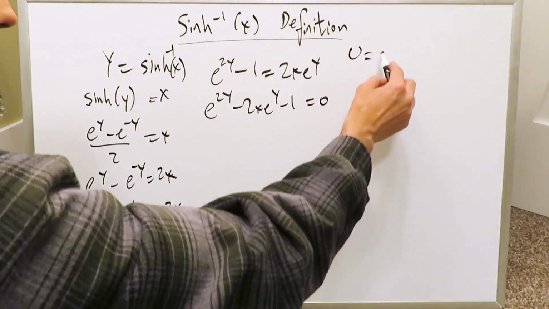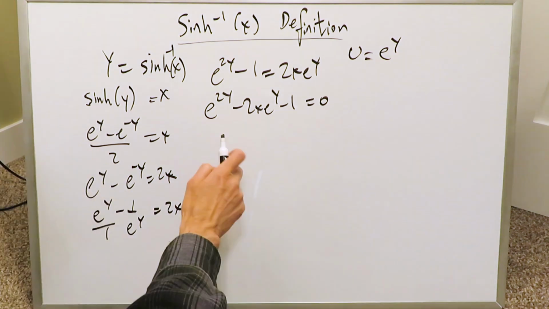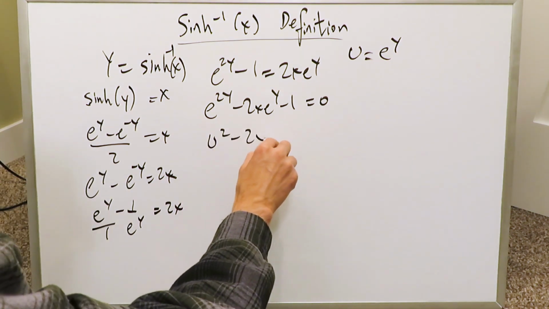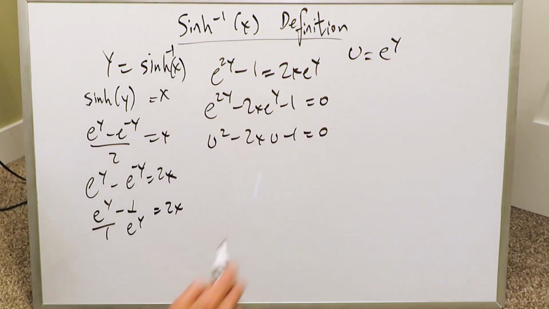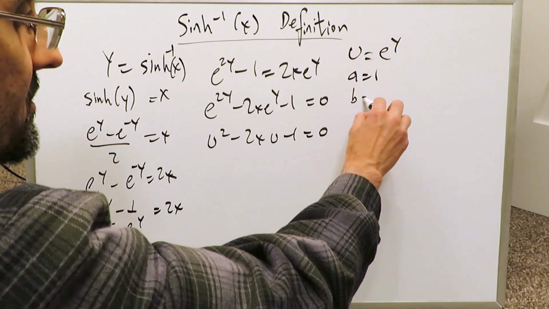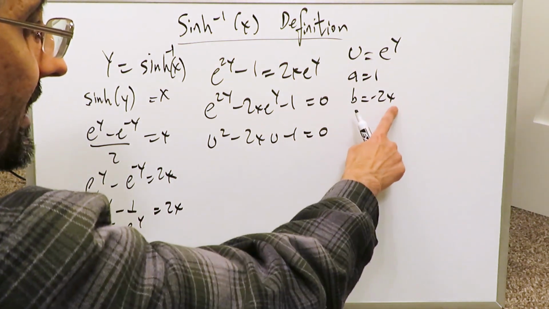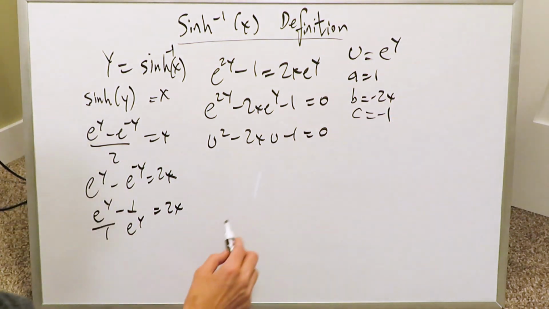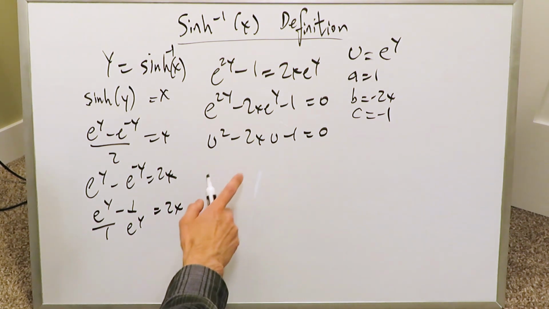Let's do a substitution. U is equal to e to the y, and then this becomes u squared minus 2xu minus 1 equals 0. You have to bring in the quadratic formula, and you have here a is equal to 1 in terms of all the coefficients, b is equal to minus 2x, don't forget the x over here, and c is equal to minus 1. Bring the quadratic formula items into play.